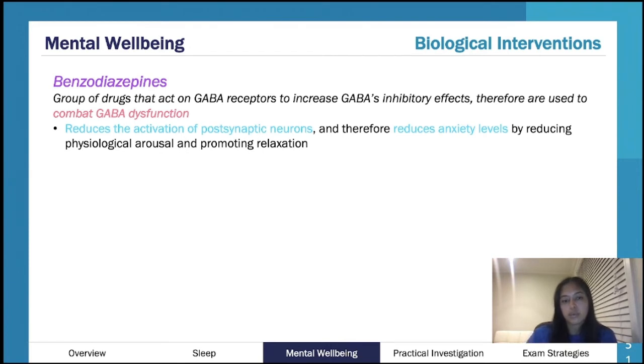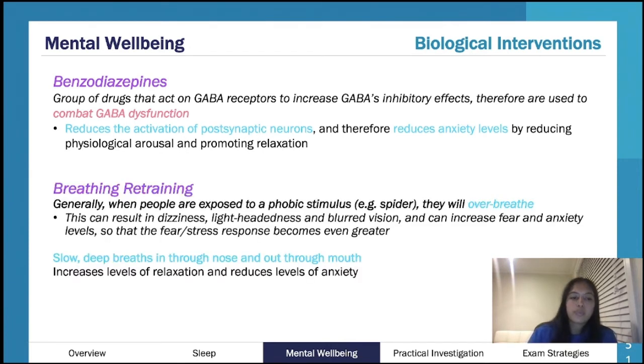That's ultimately what we've got going on there. Breathing retraining. So this is, again, a biological intervention because it's a very physiological thing. When you're exposed to your phobic stimulus, you can often hyperventilate, overbreathe. Obviously, you get into a bit of a panic. Your fight flight, or fight flight freeze kicks in.